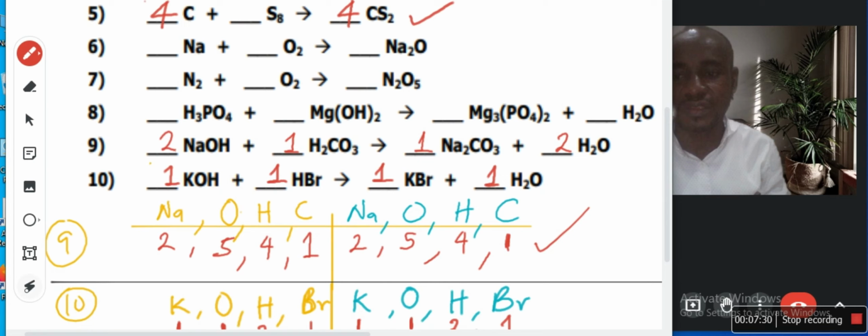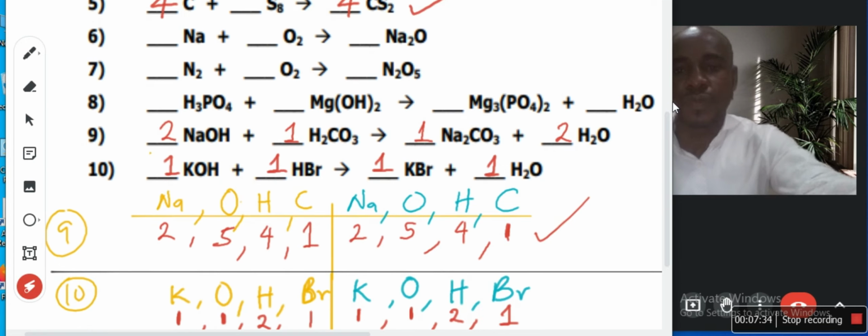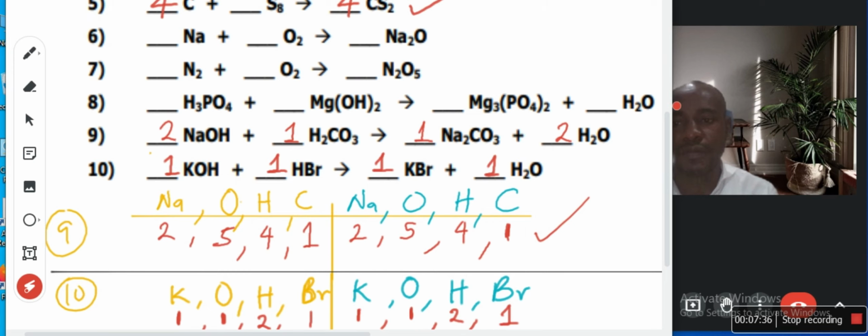Question number 6. Shall we? Yes, sir. All right. Starting with sodium. How many atoms of sodium do we have on the reactant side?